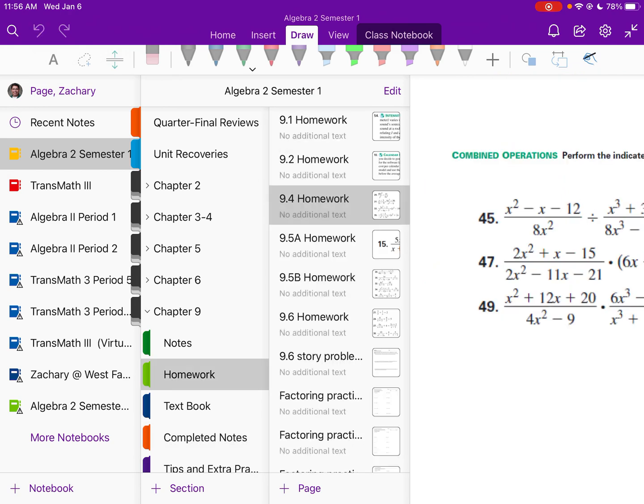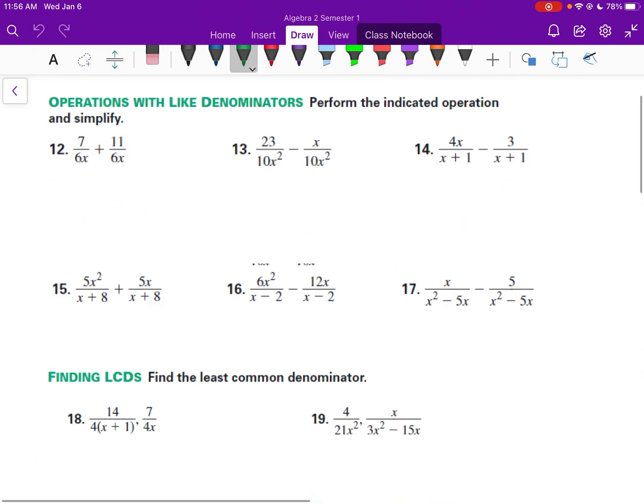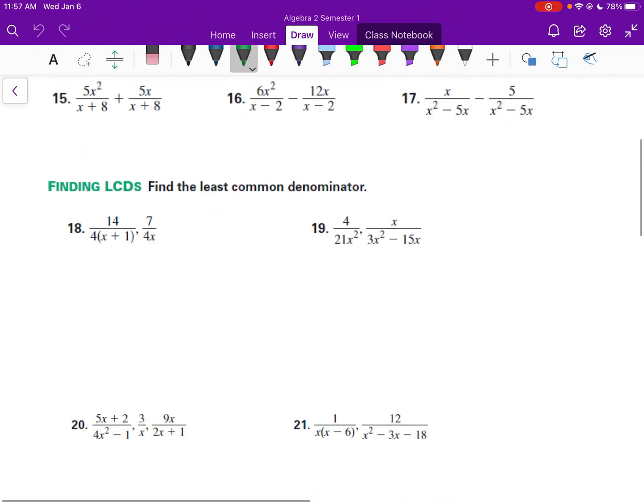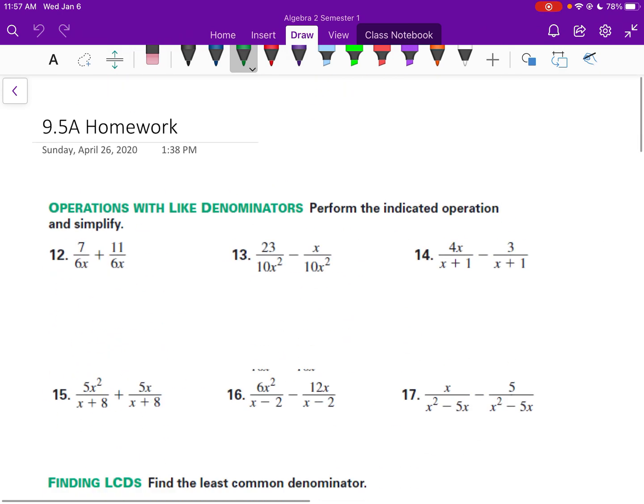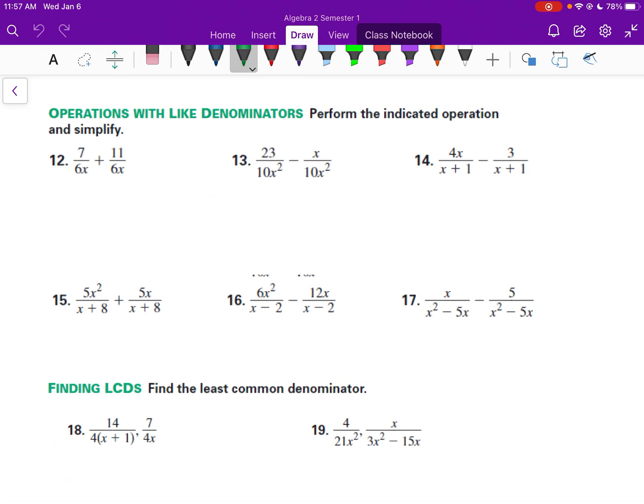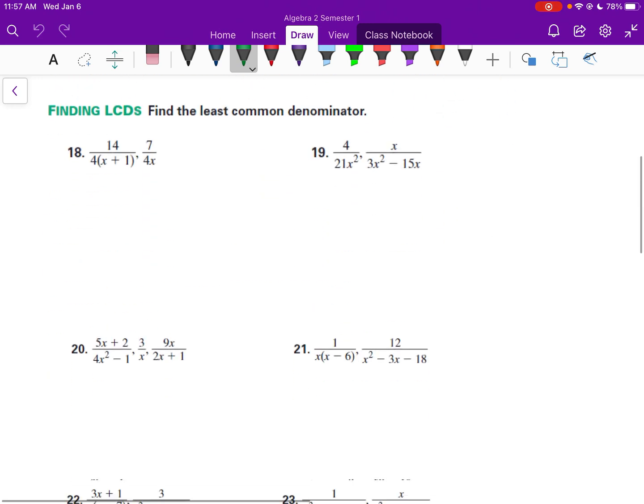So your homework for 9.5a homework: add and subtract whatever it is asking for. Now with those first 6, what you're going to notice, common denominators already. So therefore, just add or subtract your numerators, keep the denominator the same, simplify if possible.